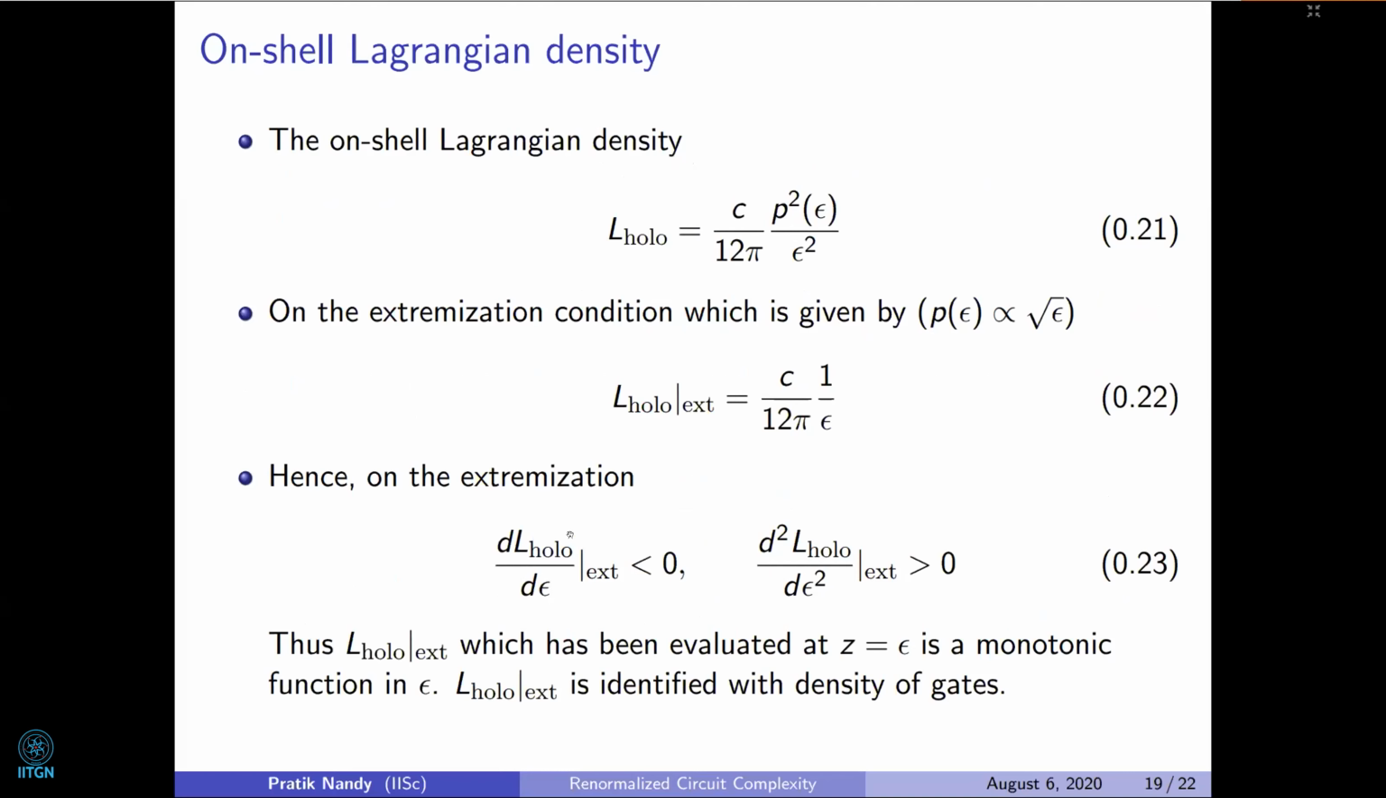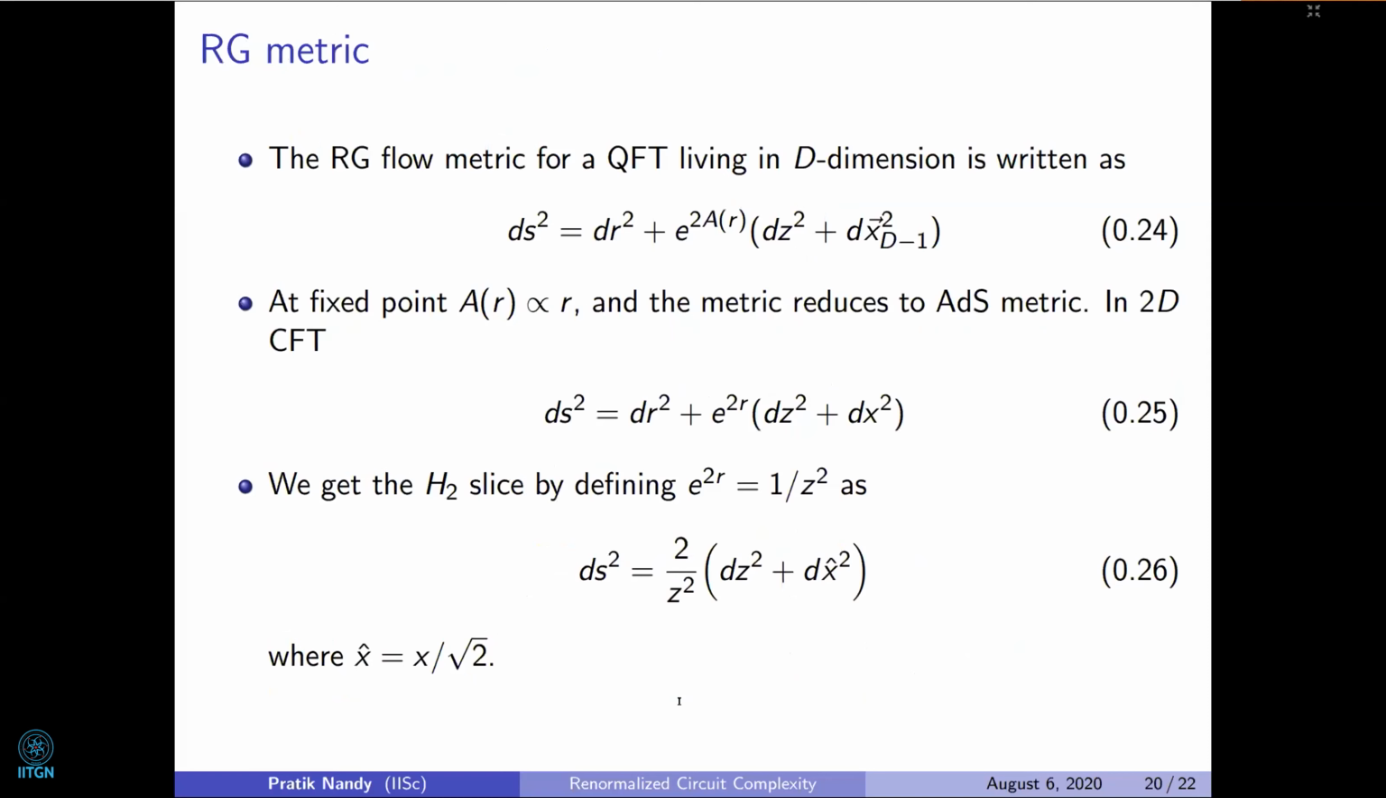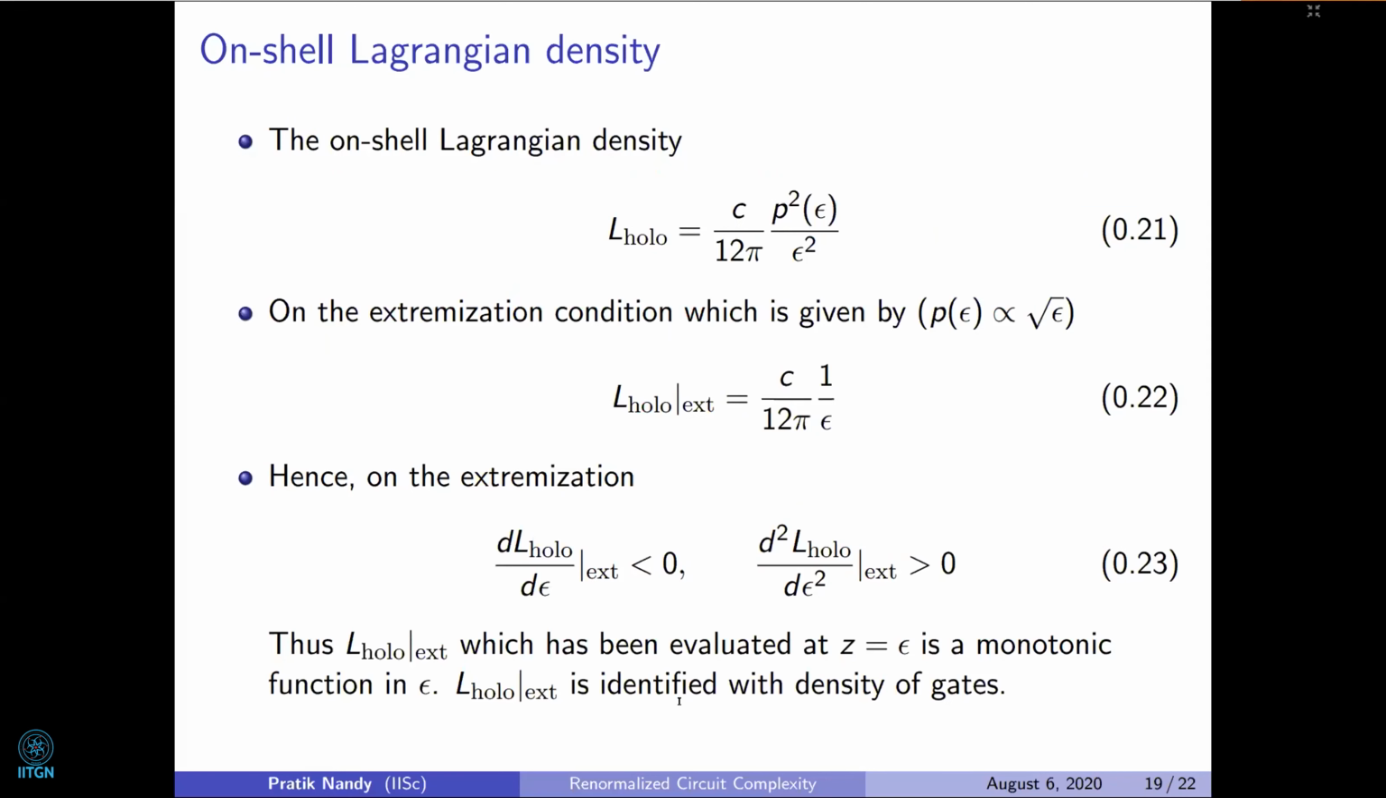So on this extremization condition, this is just a monotonic function, and as you know, the action is just interpreted as the total number of gates. So the Lagrangian density is identified with the density of gates. So we want to find what is the holographic interpretation of this. It is a kind of monotonic function, so we want to have the holographic interpretation of this.